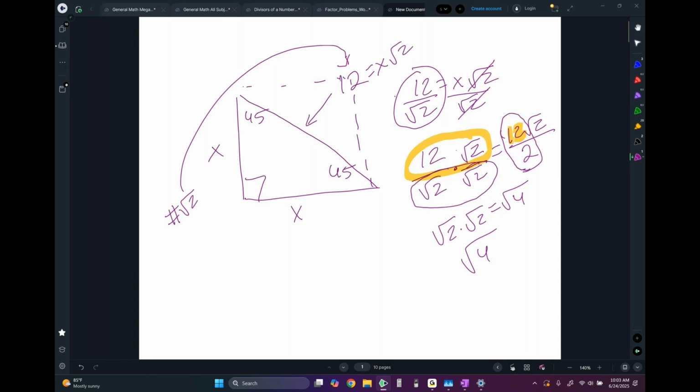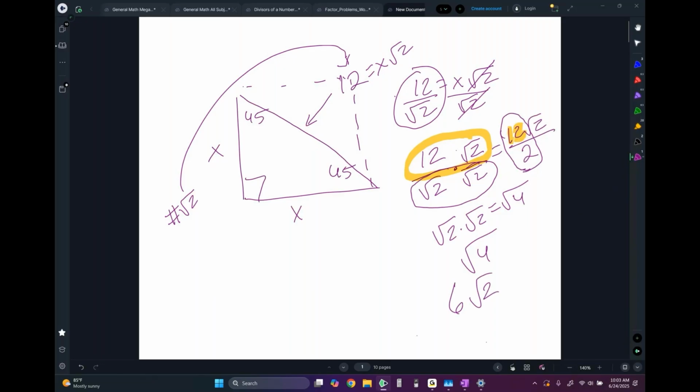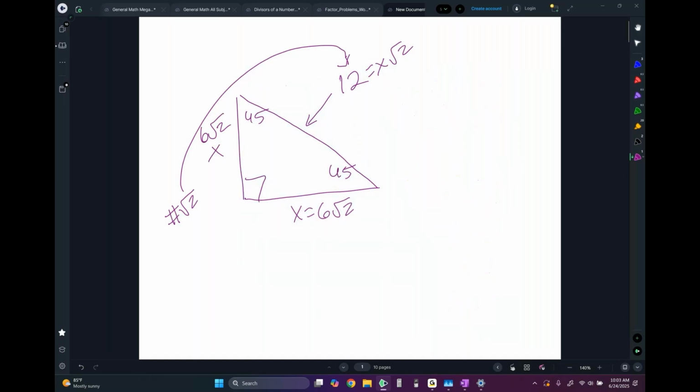So yeah. What is 12 divided by 2 really? 6. So this is just 6 √2. Okay. So what am I saying? I'm saying that these have to be 6 √2. Does that make sense? Well, let's see if that's true. If those were 6 √2, would that give me 12?